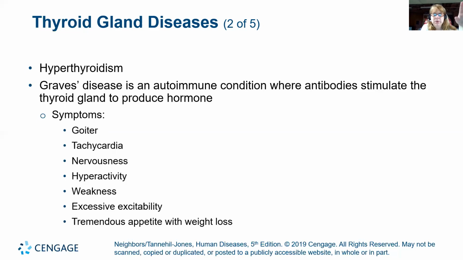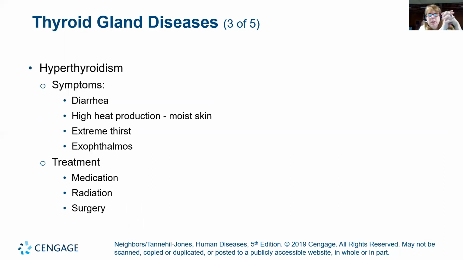Symptoms of hyperthyroidism: goiter, which is when they can feel it in your neck; tachycardia, where your heartbeat is very rapid; you're very nervous, you're hyper, but you overall feel very weak. You can eat a ton but you're dropping weight like crazy, and you have excessive excitability. You can be real edgy. Some other symptoms: people will present with diarrhea. They will constantly be sweaty because they're hot all the time. Again, they're really thirsty.